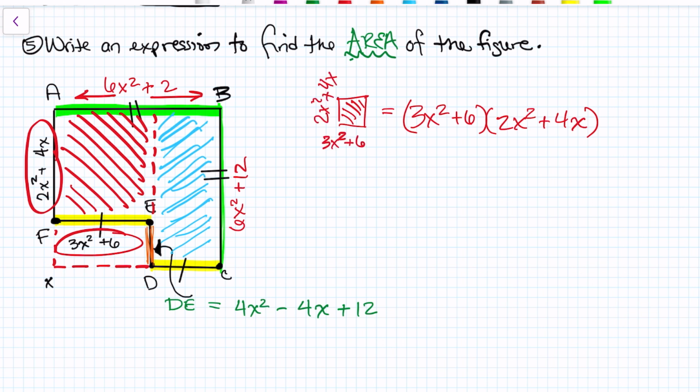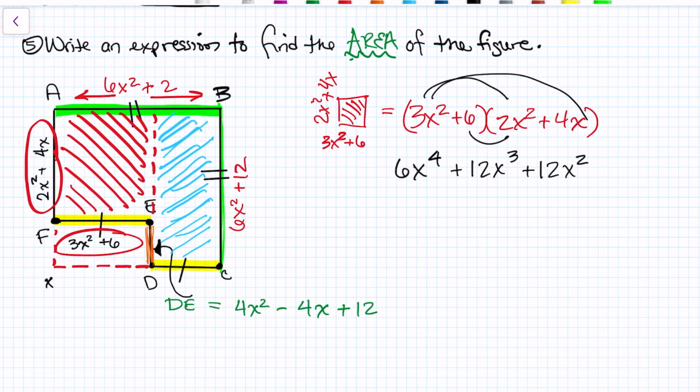So when I multiply this together, I want to be careful with these exponents here. I'm going to FOIL this together. So I'm getting 3x squared times 2x squared. That gives me 6x to the fourth, because I add my exponents. And then 3 times 4 is 12. So I get plus 12x cubed. And then I'm going to get plus 12x squared plus 24x. So that is the area of just that red shaded square.